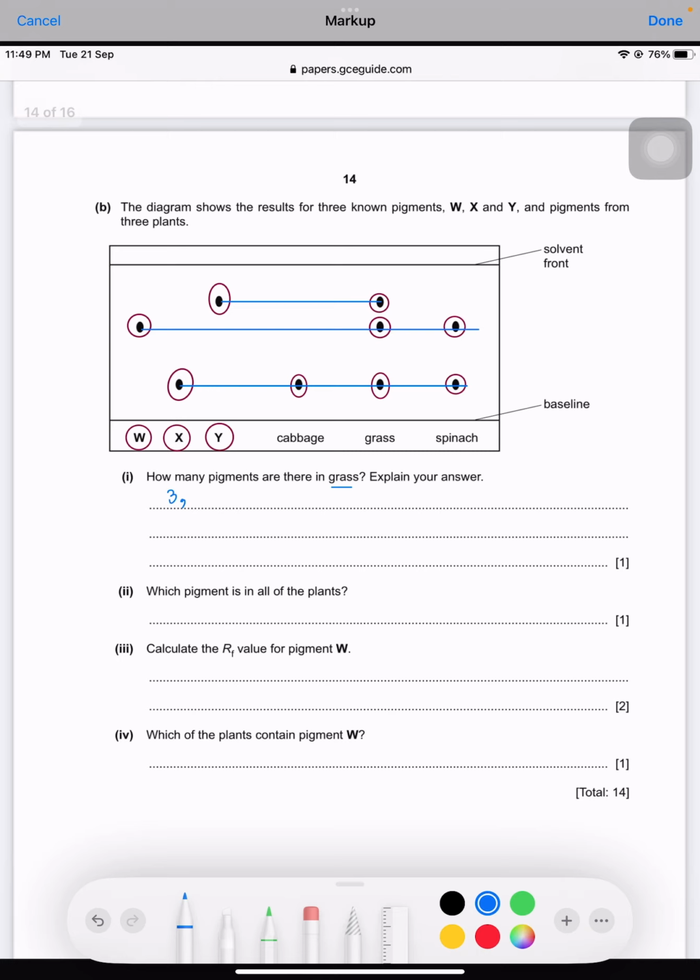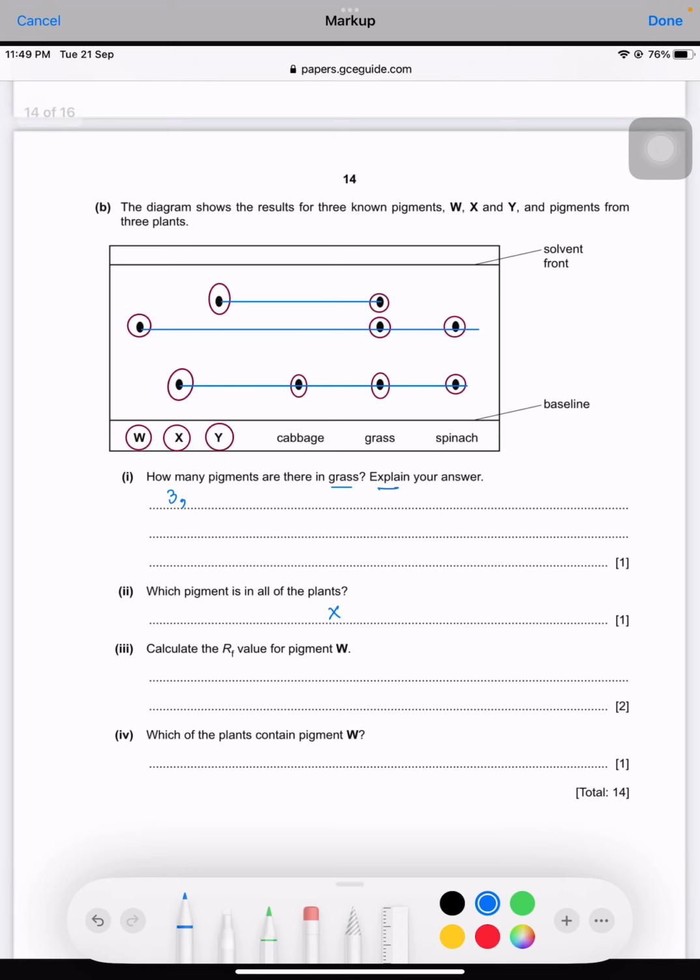How do we know that there are three pigments in grass? They are saying explain your answer. Three lines are given for this question, whereas the mark is one. So what will be the answer? Three pigments are there in the grass, as grass has shifted into three different spots. Which pigment is in all of the plants? We can say that X is present in cabbage, grass and spinach. So X is present in all three.